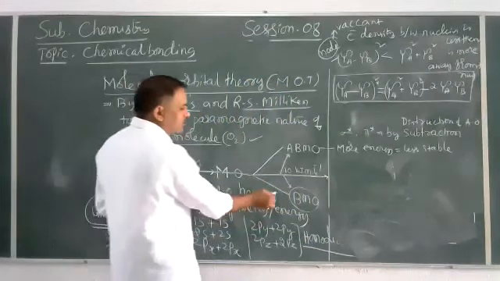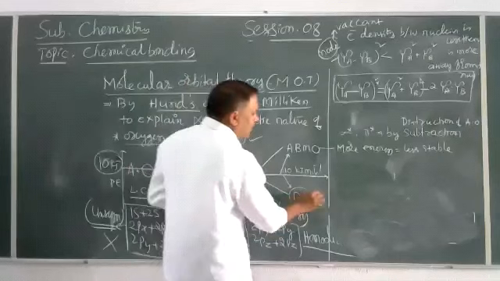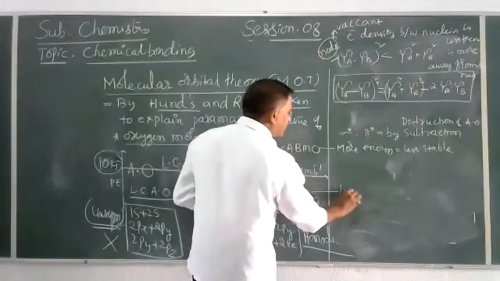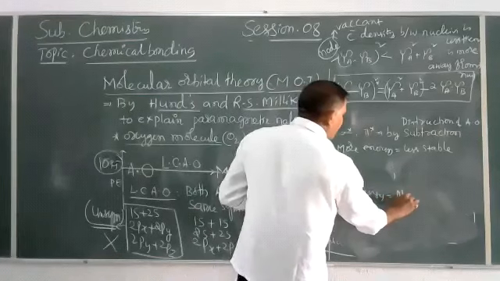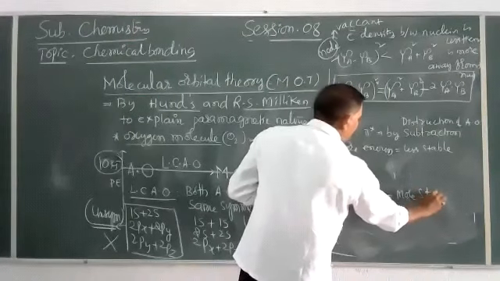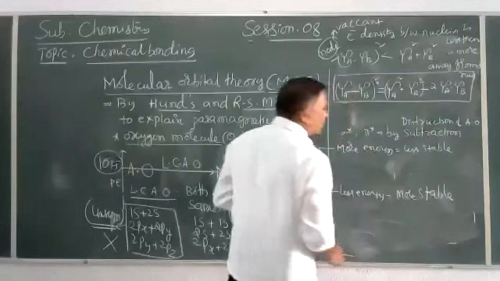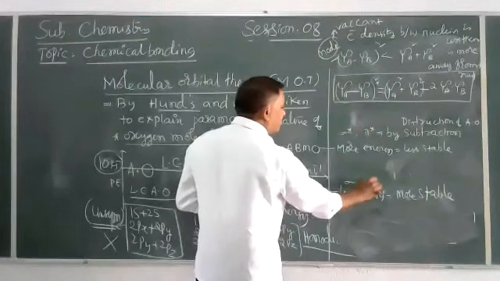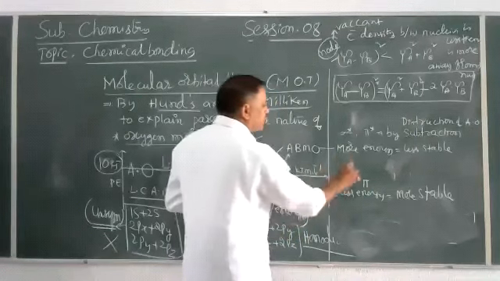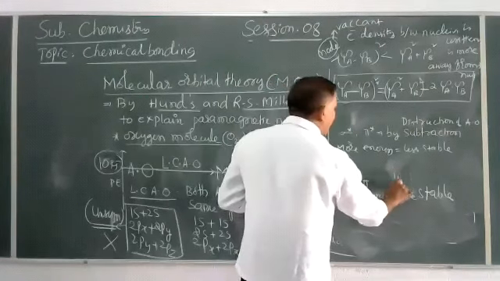Whereas bonding molecular orbitals generally have less energy. Less energy means they are more stable. More stable means a bond is formed between two atoms of an element, denoted by sigma and pi. And generally these are formed by the additive combination.